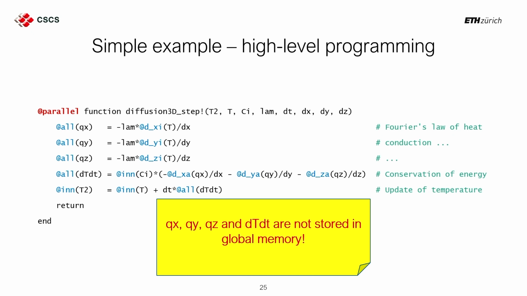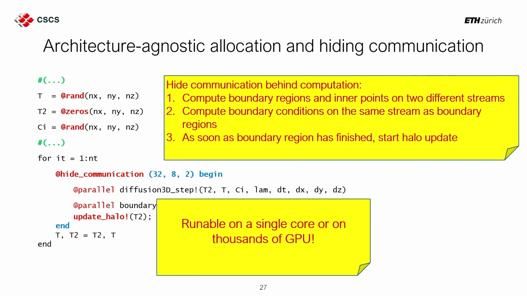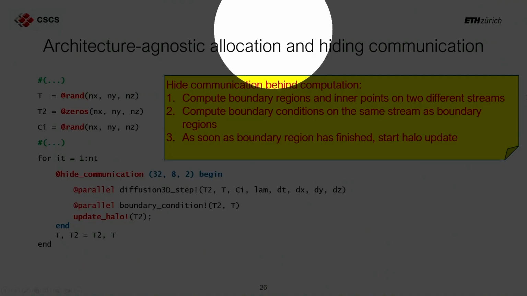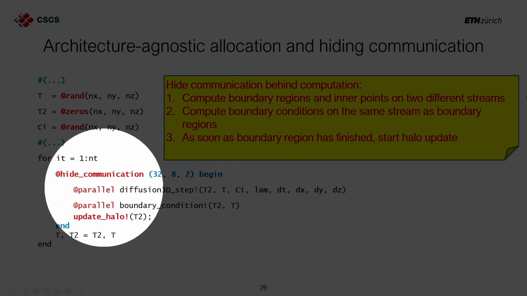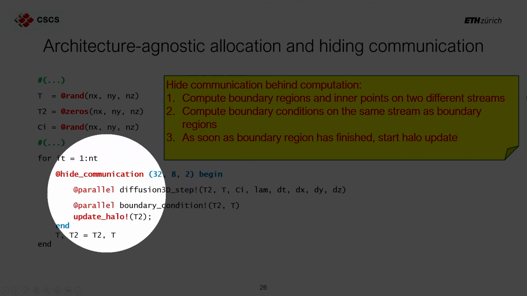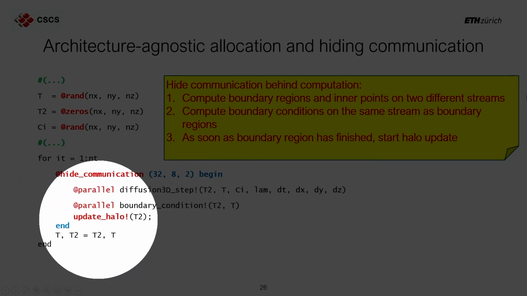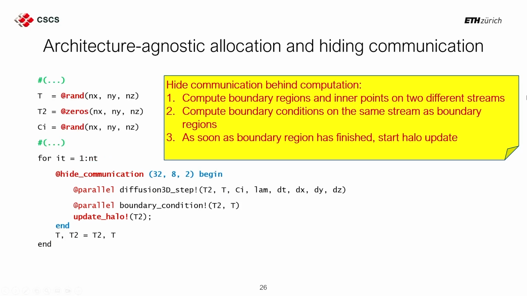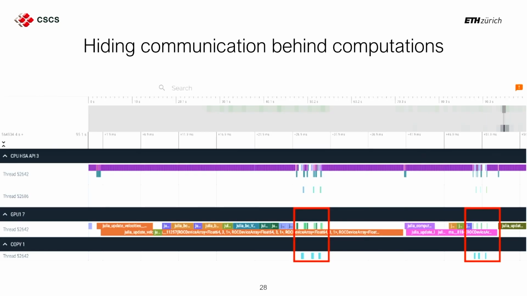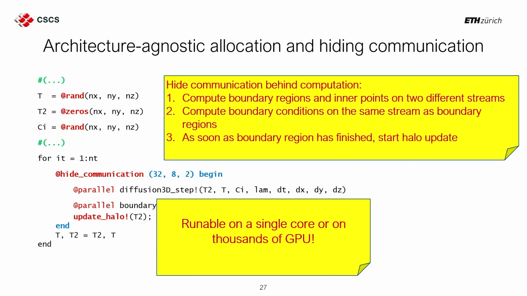And so we have already seen these examples. Oh, sorry, this would be interesting. We have, for example, a macro here called hide communication, which allows, in the block that follows here, we have the computation. Afterwards, we have boundary conditions and update halo, and it will automatically put the first on one stream and the halo update on another stream, and so allow to overlap this. You don't even have to do anything; you just specify it like that. We do it all behind the scenes. And as a result, everything is runnable on a single core or on thousands of GPUs.